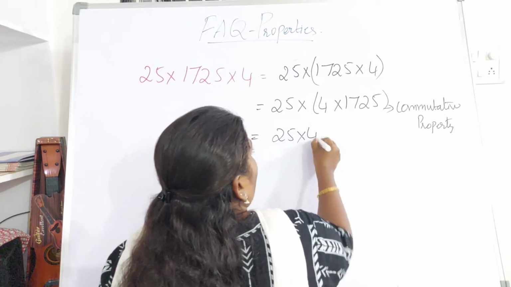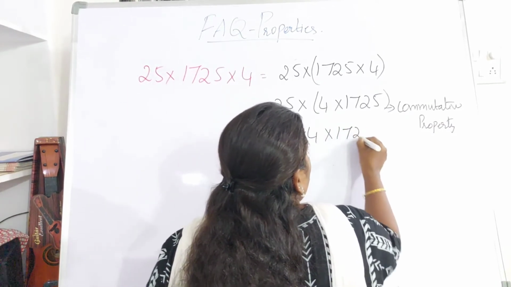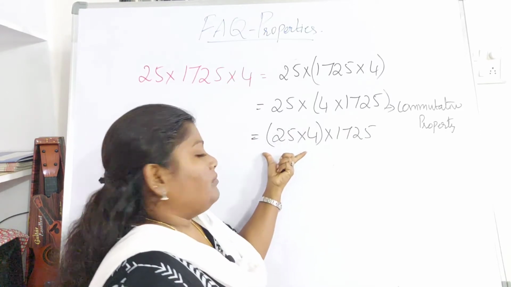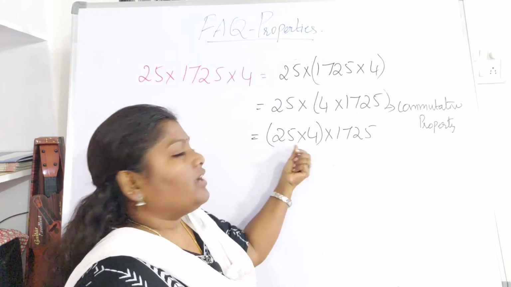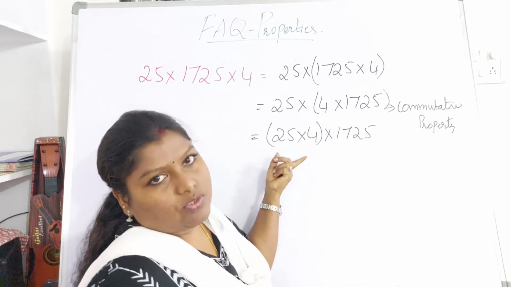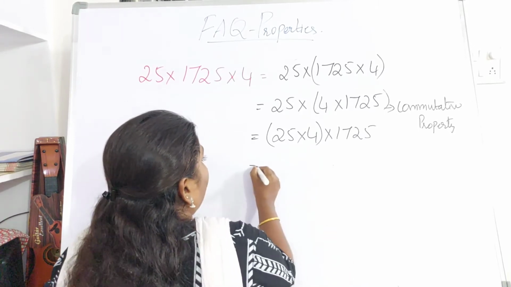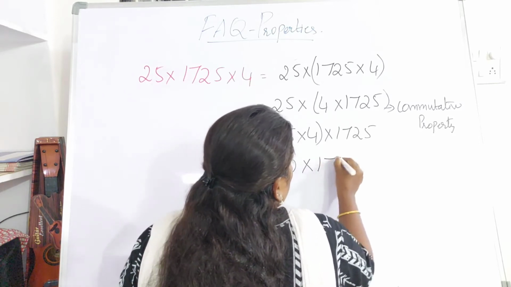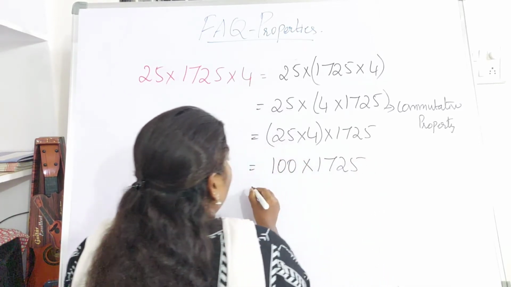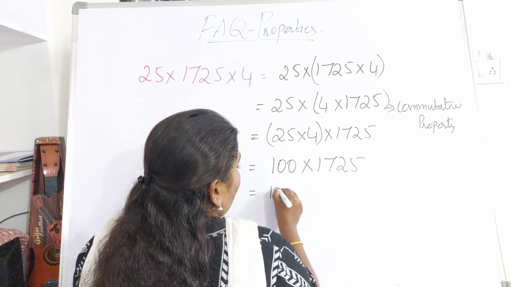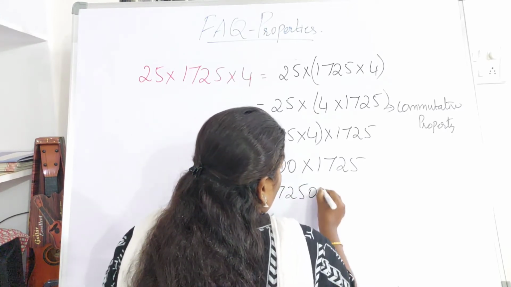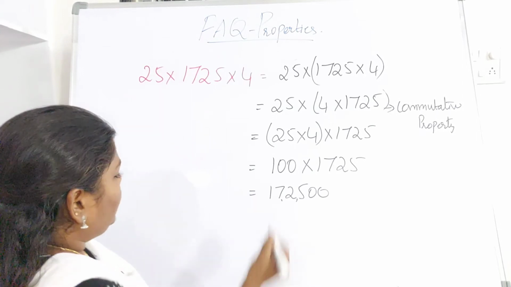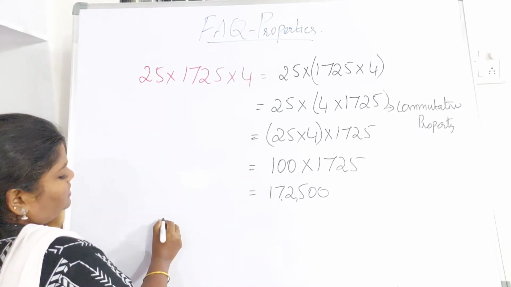And here now I am using the associative property, that is I am taking the bracket, that is consideration of 25 into 4. So this is nothing but associative property. 25 into 4 is 100. 100 into 1725 is nothing but 1,72,500.